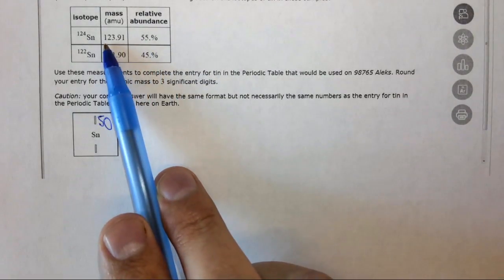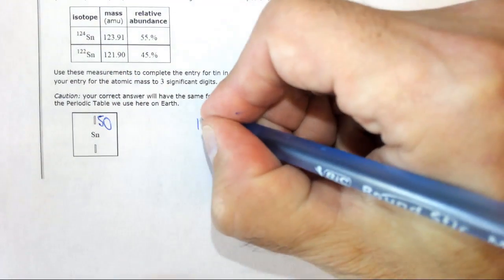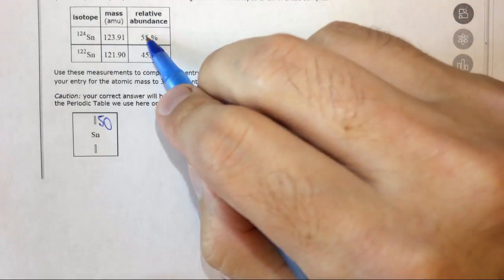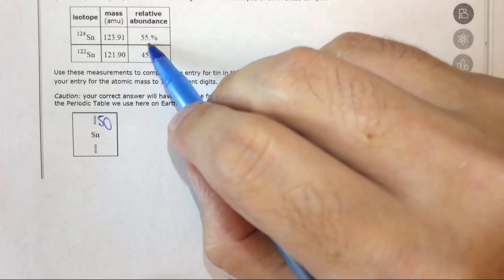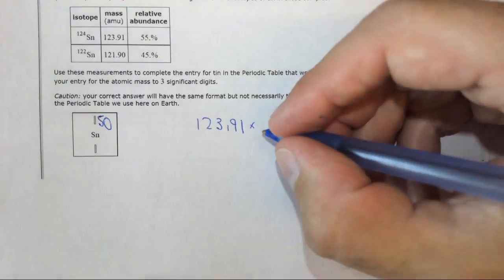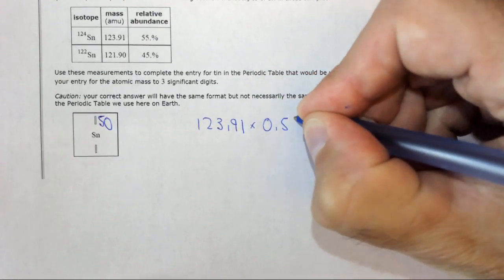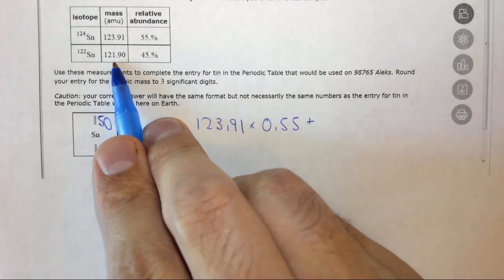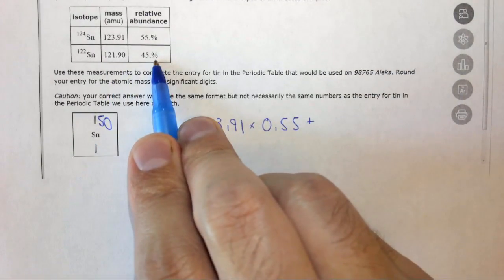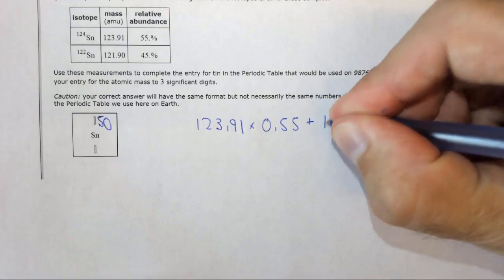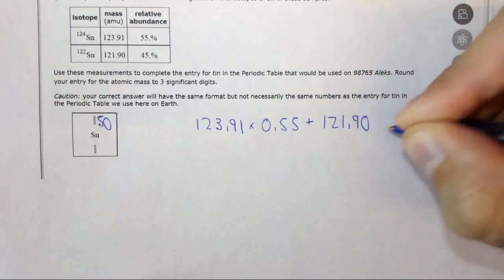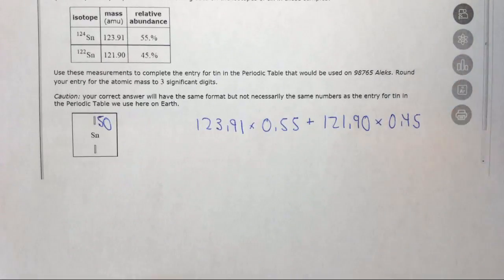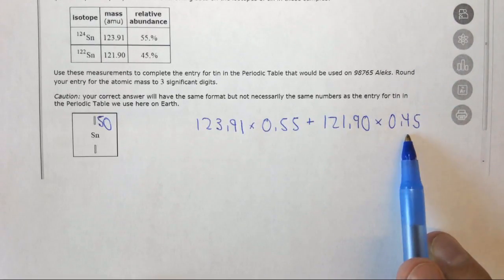To do that, you take the mass of the isotope, in this case 123.91, times its relative abundance, not as a 55, but since this is 55%, we write this as a whole number, 0.55, plus the other isotope times its relative abundance. So in this case, 121.90 times 0.45, which is 45% as a number.